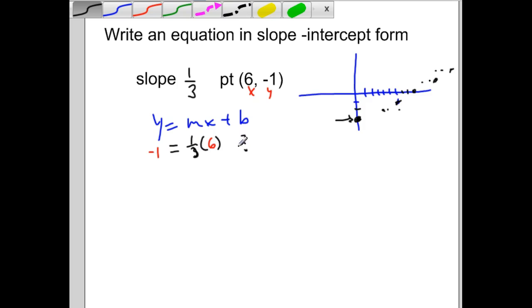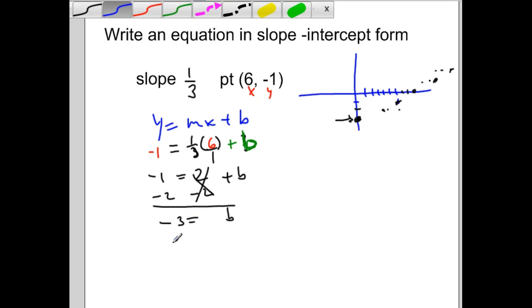I don't know what this unknown is. That's what I want to figure out. So I'm just going to keep that as a variable. 1/3 of 6, if you happen to know some of your math here, is going to be 2. Or you could take 1/3 times 6 over 1, you multiply fractions straight across, you get 6 over 3. 6 divided by 3 ends up being 2. This means that when you solve for b, this cancels, b will equal negative 3. Now you can write the equation.